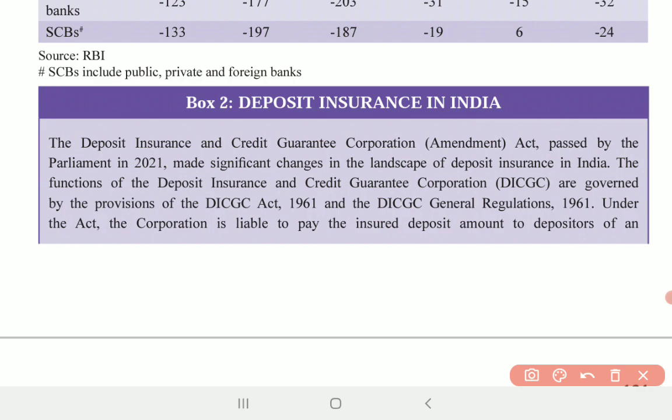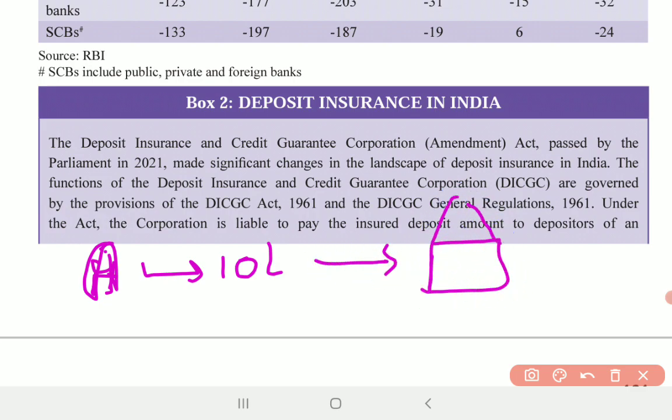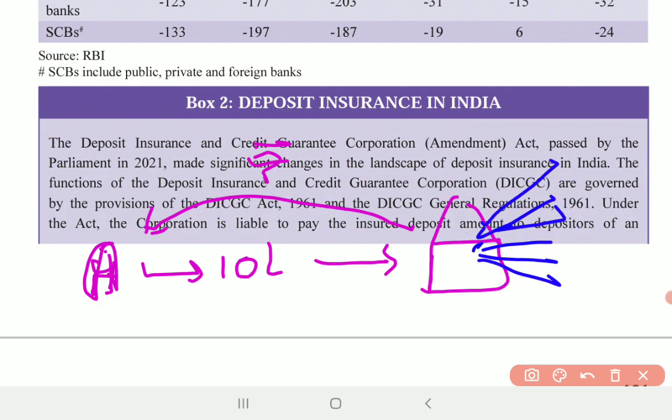Suppose there is a person A. If he deposits his money, say 10 lakh rupees, in a bank, he will be earning interest from it. What will the bank do? The bank lends this money to various customers on interest.